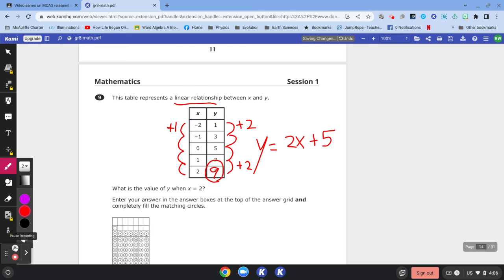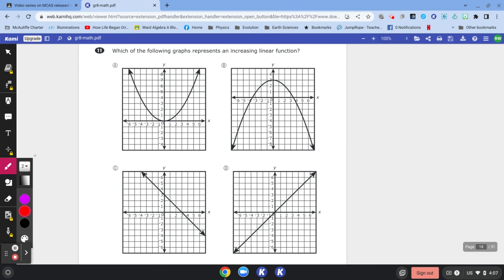Okay, I'm going to pause and go to another linear one. Now we're going to compare some graphs on number 11. And we will say which of the following graphs represents an increasing linear function. Well, since it's linear, we can cross these two quadratics out. They're nonlinear. And then we look at the two linear ones. This one is decreasing from the left to right, and this one is increasing from the left to the right. And that's what we mean, from left to right.